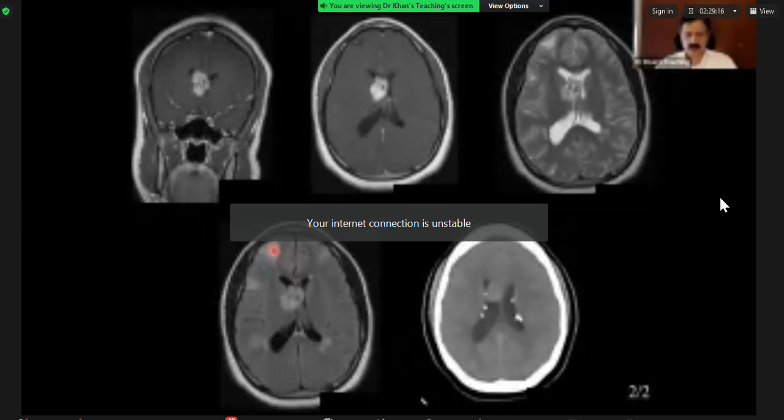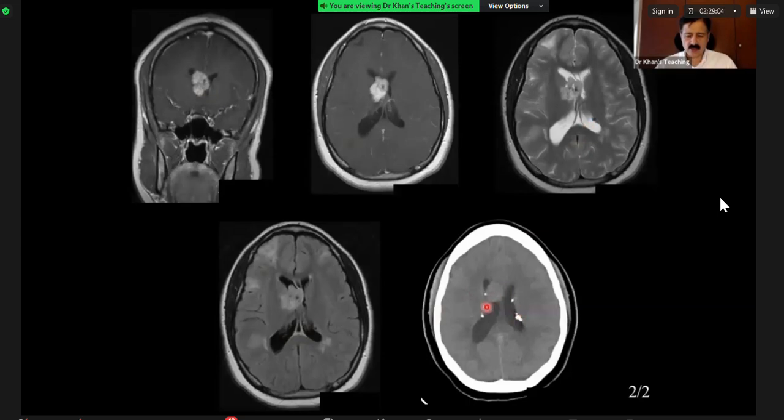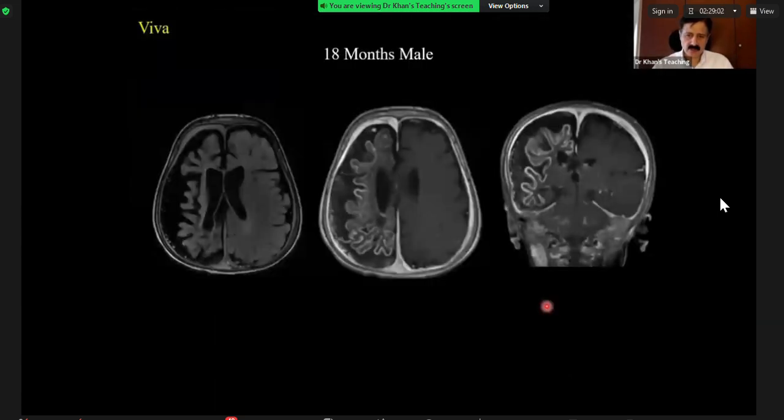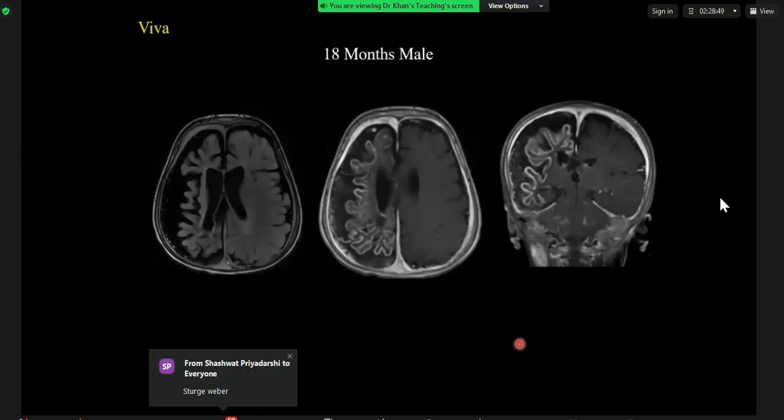Otherwise, just to make the point that you can see the cortical hematomas, you can see the white matter changes. Of course, you can see the subependymal nodules. Some of these are calcified. These are on the T1 sequence on the extreme left.